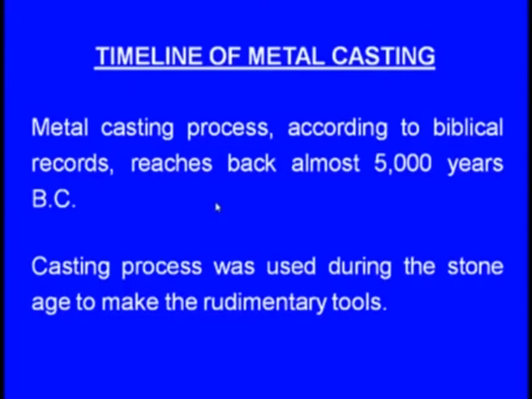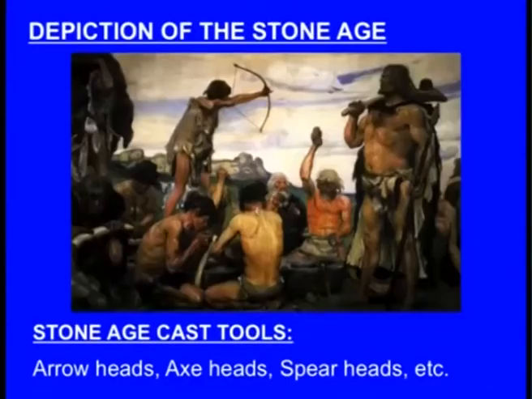The metal casting process, according to the biblical records, reaches back almost 5000 years BC. It was even 5000 years before Christ. The casting process was used during the Stone Age to make rudimentary tools. Let us have a look at this one, the Stone Age. Here we can see the depiction of the Stone Age.